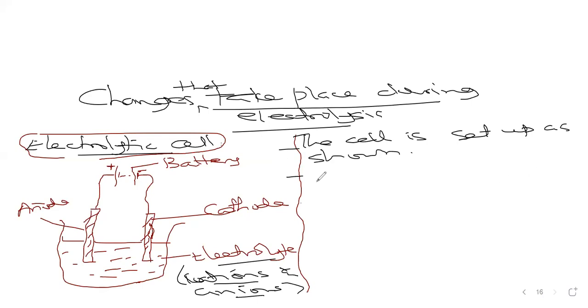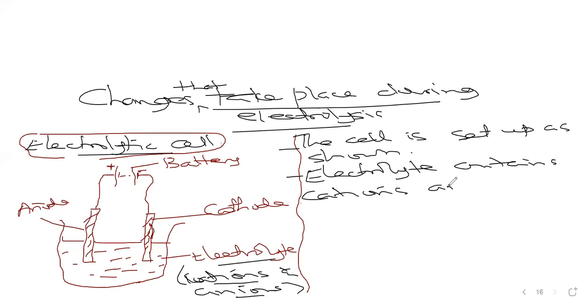So our electrolyte in there contains cations and anions. So what happens during electrolysis? During electrolysis, those ions migrate to either the cathode or the anode. The cations migrate to the cathode. I think you see some similarity here. Cations, cathode. The anions migrate to the anode.